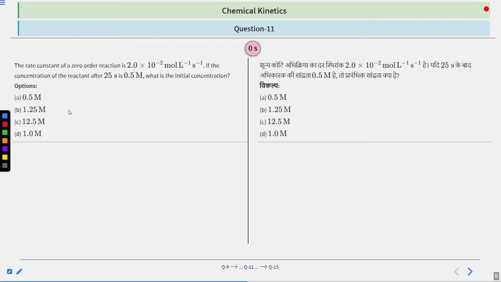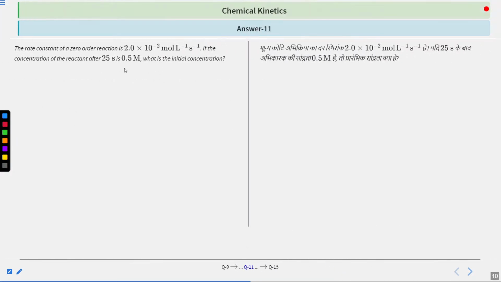Okay, let us see the solution. So this was your question, right? So you are given a zero order reaction. Rate constant value is also given. So you have to see what is the concentration of the reactant after 25 seconds. So this thing is also given. Okay. So concentration after 25 seconds is also given. So what is the initial concentration you have to find? So the correct answer is D 1.0 M.